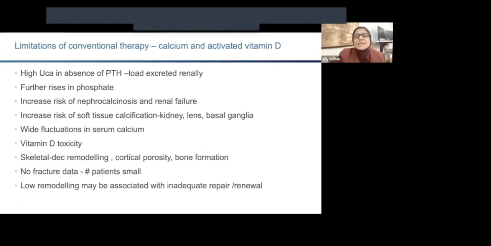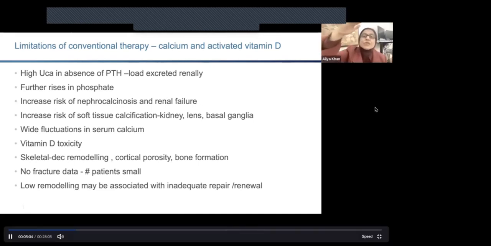But in the absence of PTH, if we just gave back calcium and active vitamin D, what would happen is the active vitamin D increases the absorption of calcium and phosphate. So there are further rises in phosphate. It increases the risk of calcium and phosphate deposition in the kidney and contributes to renal failure. It increases urine calcium further, and it can also result in wide fluctuations in serum calcium. And so there are limitations to conventional therapy. I describe this to my patients by saying they're on the calcium roller coaster. Their calcium could be high if they're taking too many supplements.